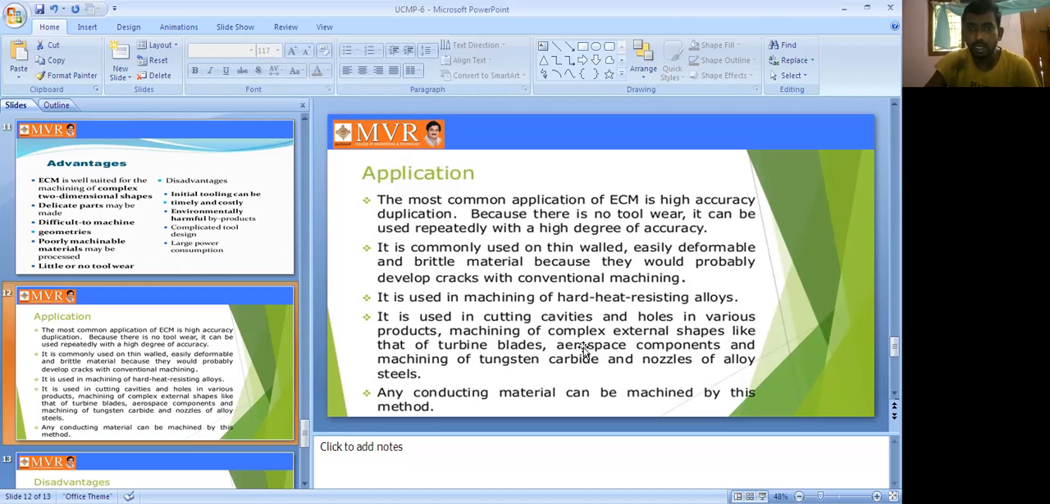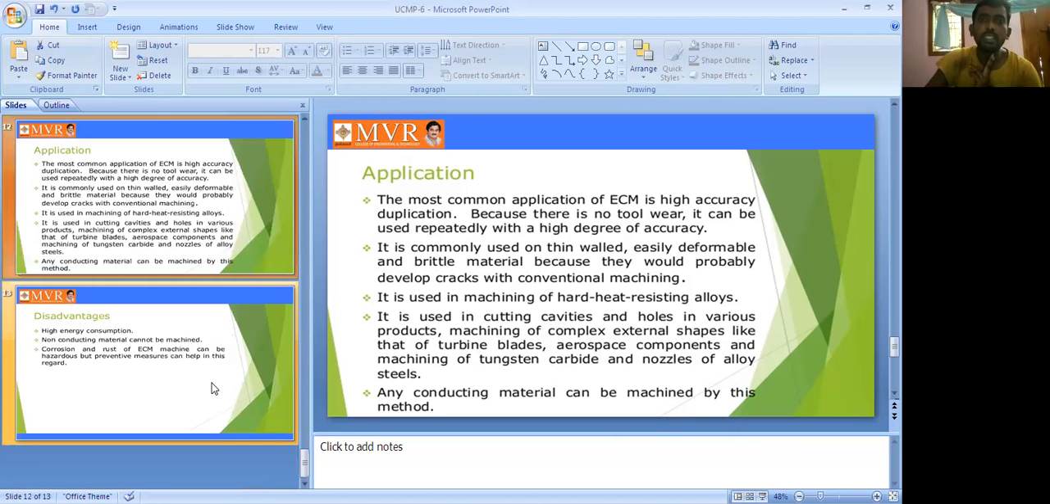The first one is holes in various products. Complex external shapes like turbine blades are very important. Aerospace components, machining of tungsten carbide, and nozzles of alloy steel are made in ECM1. Any conducting material can be machined by this method. Any kind of material can be machined in ECM1.